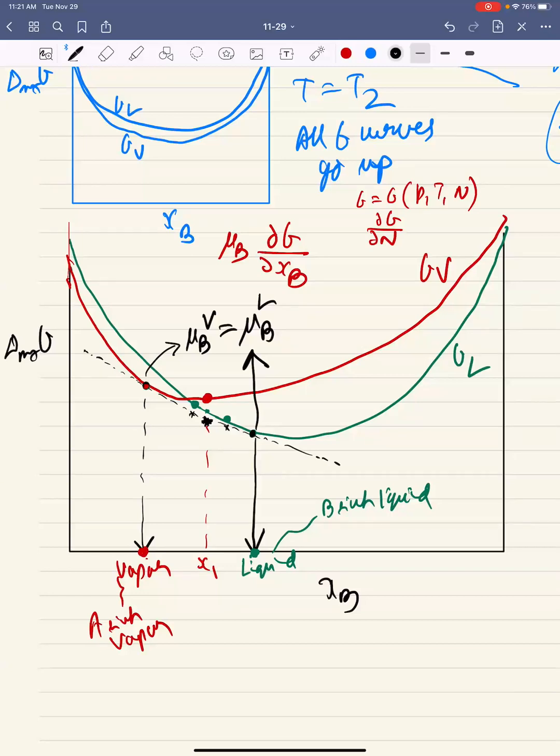For these two curves that I drew, can you draw any other tangent which satisfies this property? There is only one unique one, right? You could imagine some complicated free energy curve where you have more than one solution. Here, for these two curves, there is only one straight line which is tangent to both of them. Is that clear? There is no other straight line.